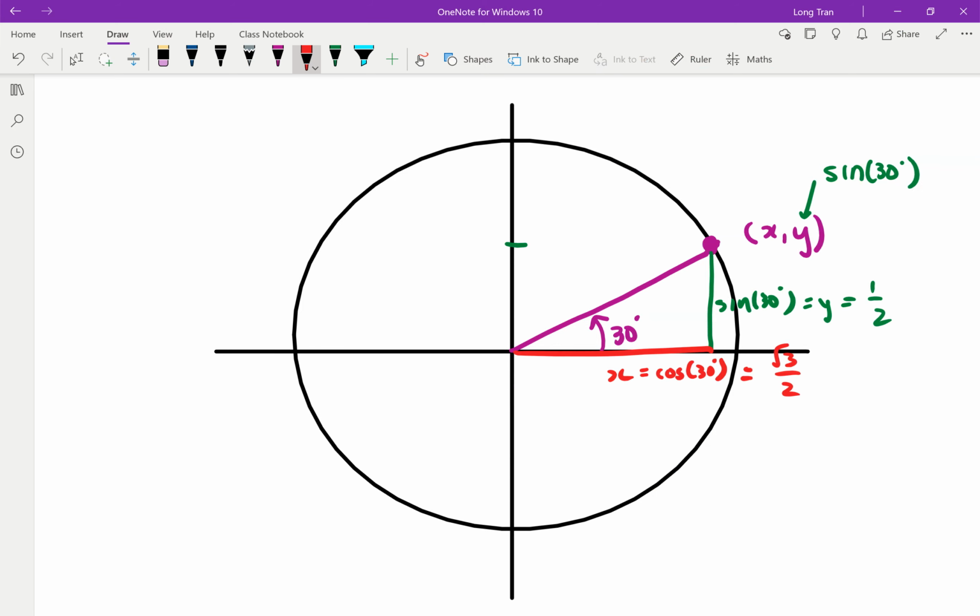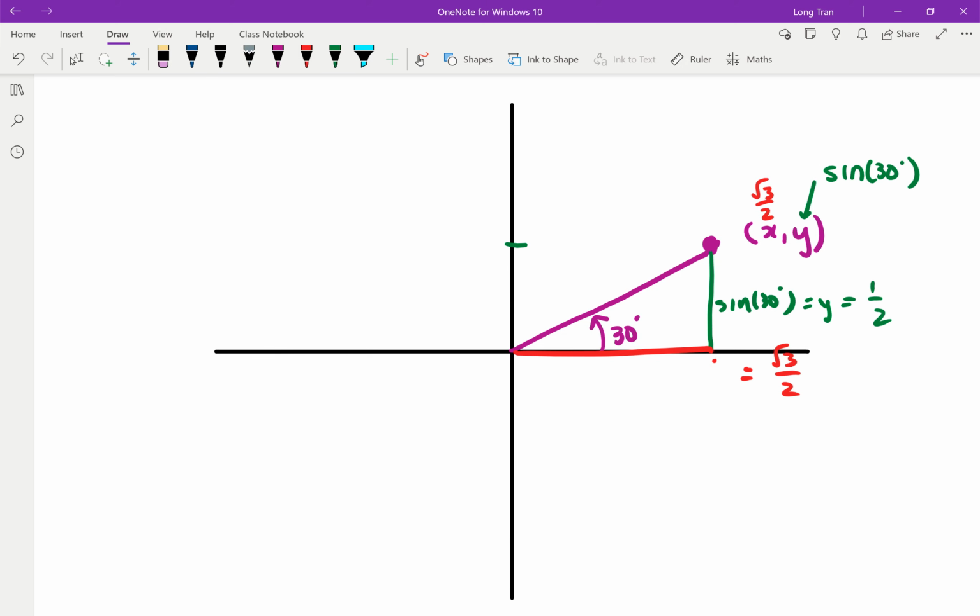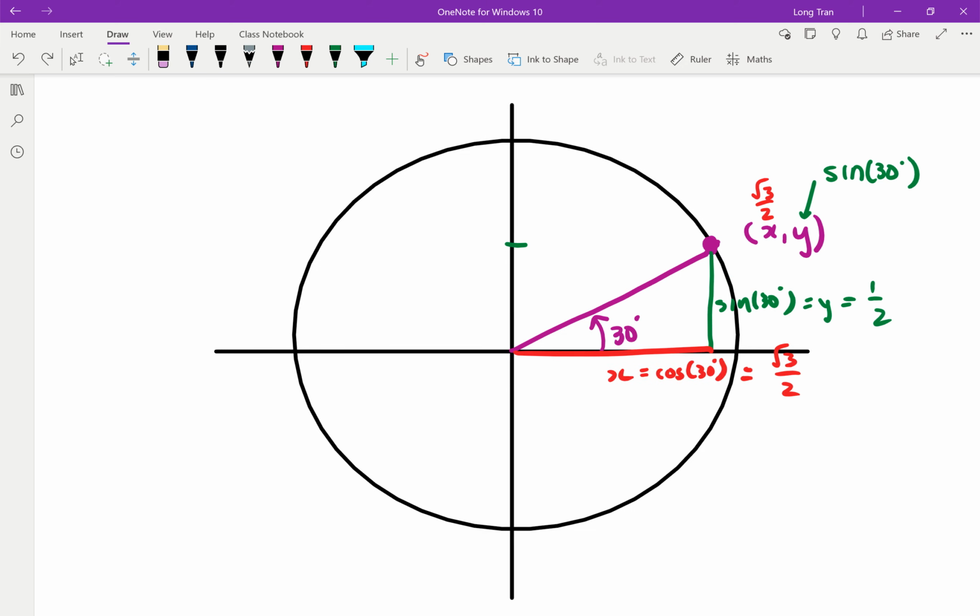So let's have a think for a moment. The x coordinate is root 3 on 2. I'm going to draw it on the diagram again so you can see: this length from here to here is root 3 on 2. So root 3 on 2 is the x value, and the y value at this point is half.